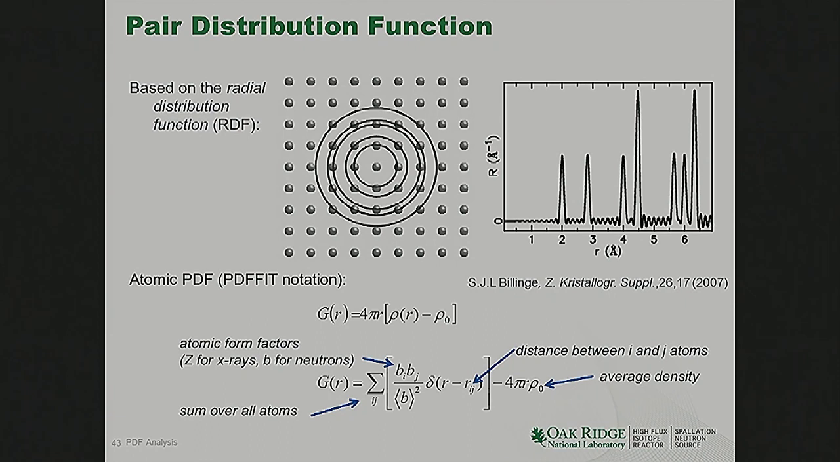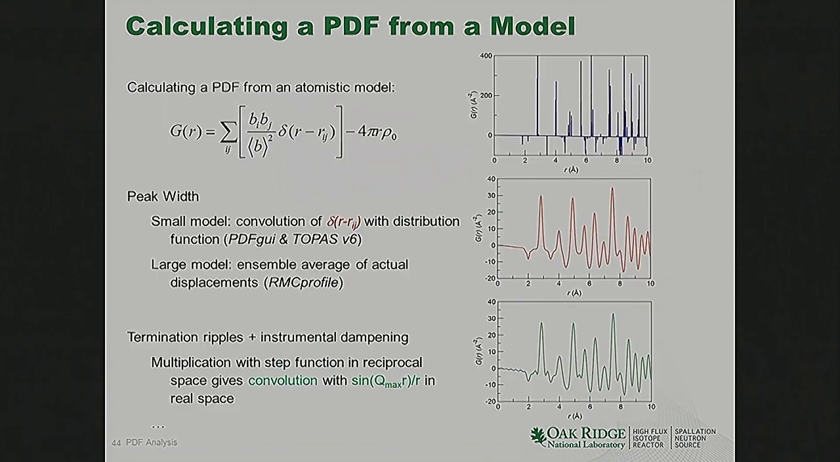You find all the distances between atoms I and J. So this is a delta function here. So I have intensity at each distance between atoms. And then I weight that by the atomic form factors or scattering lengths for neutrons. And I add all those up. I subtract an average density. And then I can compare a calculated PDF to a measured one.